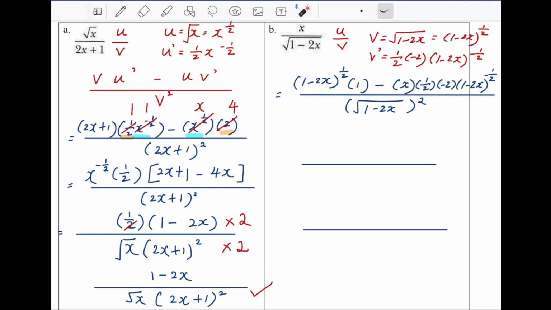But before that, I can simplify this. So it's just negative 1. Okay, 1 is not important. It doesn't change anything. Compare the first part and the second part. Any common factor? Right. We have 1 minus 2x. We have 1 minus 2x. Again, 1 over 2 and negative 1 over 2. Which one to be taken out? The smaller power. So 1 minus 2x power negative 1 over 2.